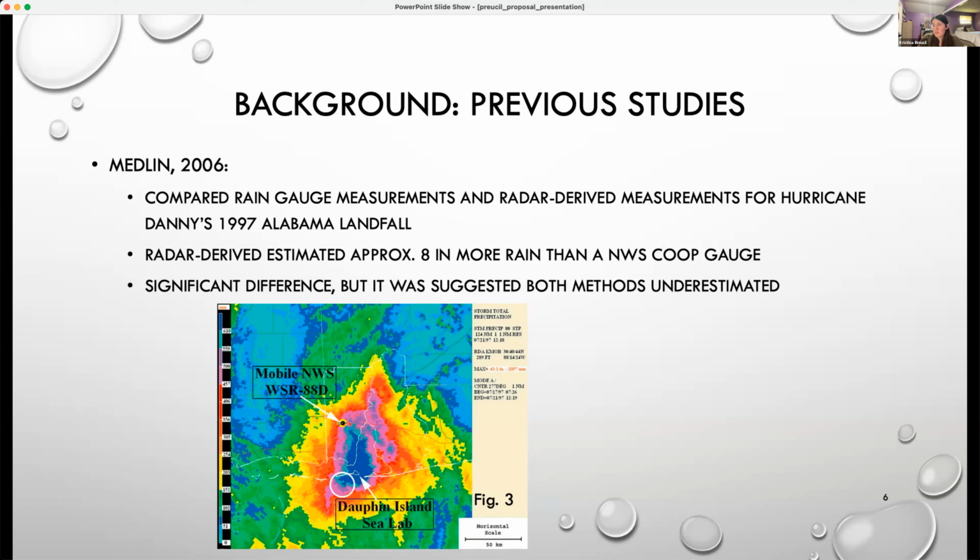This image here is figure 3 from the paper, if you're interested in checking it out. The colors represent rainfall in millimeters as derived by the radar. They were using the tropical rainfall algorithm at the time. The white circle is where the radar measured the max rainfall in the landfall zone, but to the east of it was where the gauge was on Dauphin Island. So it's generally the same area, but still not the same location. Medlin suggests that more studies need to be done on these differences, especially in a tropical environment.